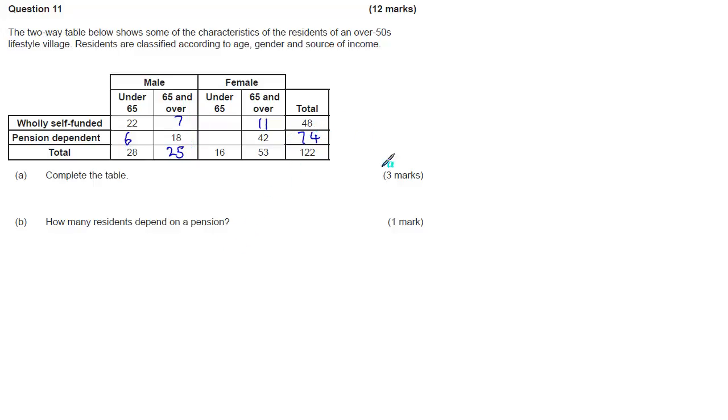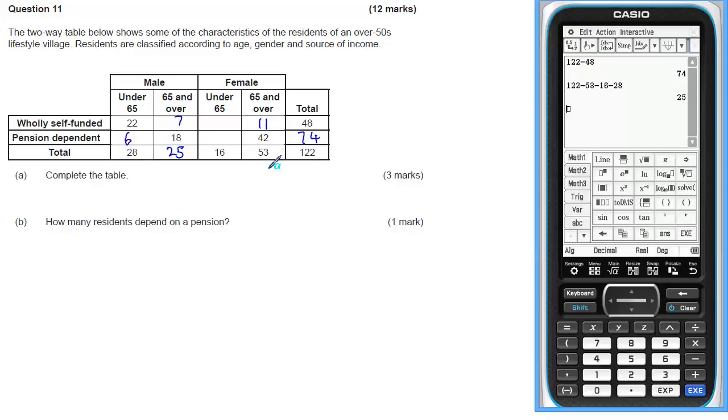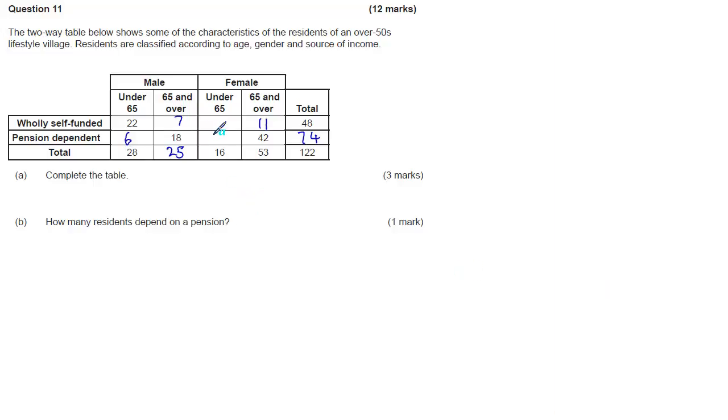And we need a 74 total here. So the gap is going to be 74, take away 42, take away 18, take away 6. So that's going to give us 8. And then that's got to be 8 to make up the 16 here.